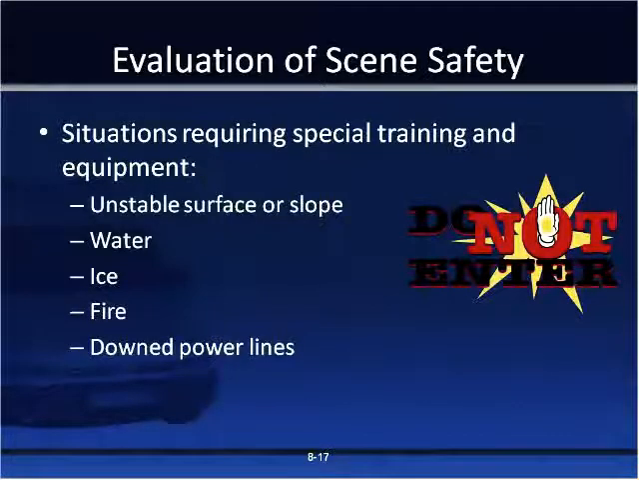Consider the environment before approaching the patient. If surface or slope is unstable, or if water, ice, fire, or downed power lines are present, call for specially trained personnel as needed. Do not enter a body of water unless you have been trained in water rescue.